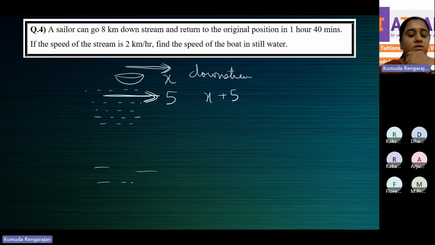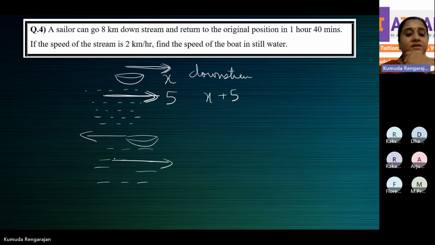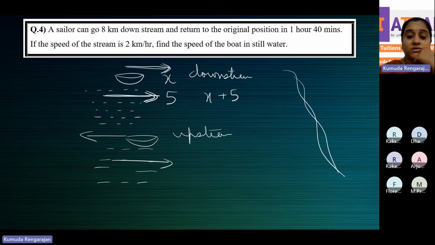Now, the other case where the water flows in this direction, but you row your boat in the opposite direction. That is going upstream. Not to be mistaken, don't think it's a waterfall or something. The boat cannot go up like that. It's not a waterfall that you're going upstream. It's rowing the boat in the direction opposite to that of the flowing water.